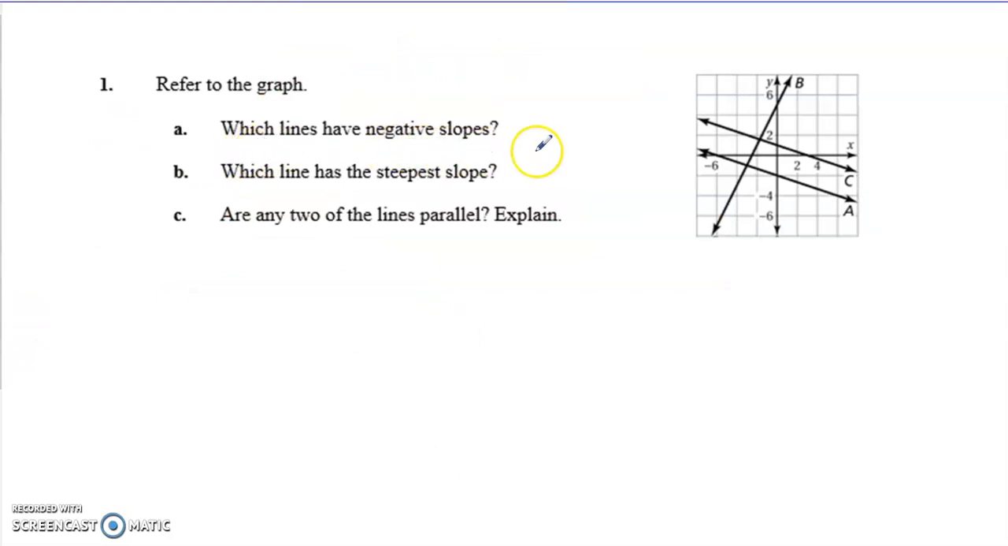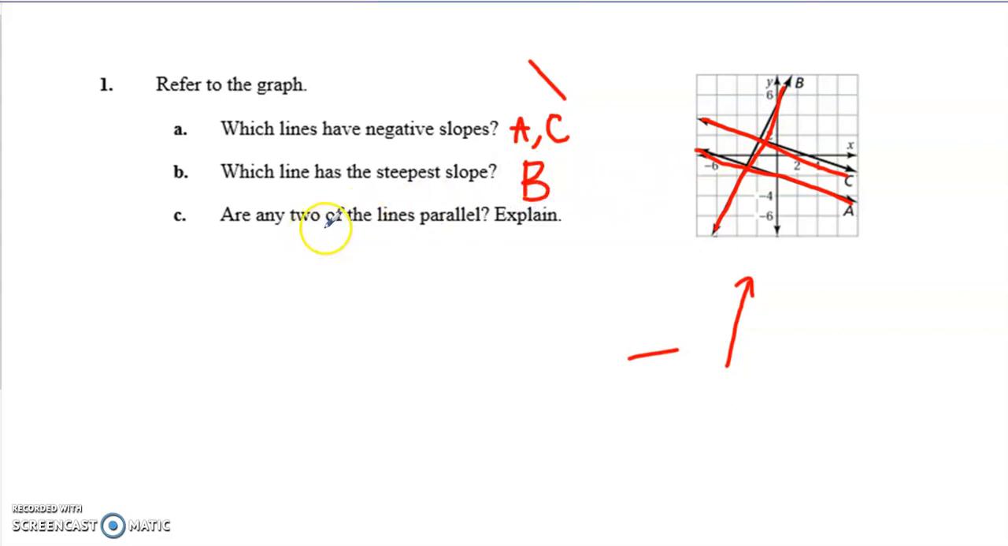Which lines have negative slopes? Remember, negative means that you're going down. So looking at these, we have this line and this line that are going down. So A and C have negative slopes. Which line has the steepest slope? If you're walking up a hill that is like this, that's not very steep. If you're walking up a mountain like this, that's super steep. So looking at this graph right here, B is the steepest.